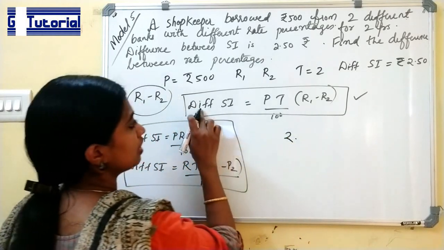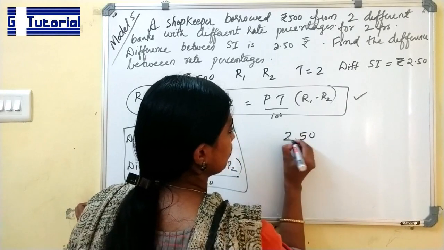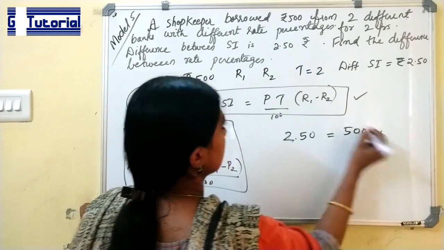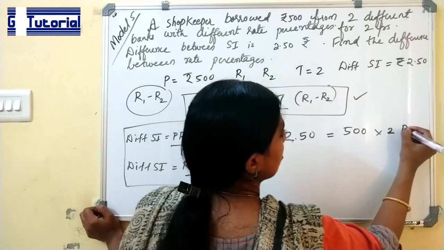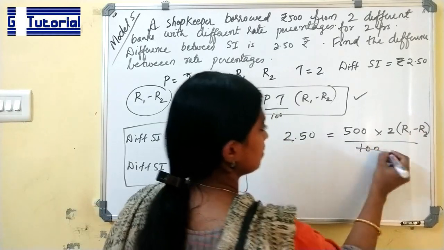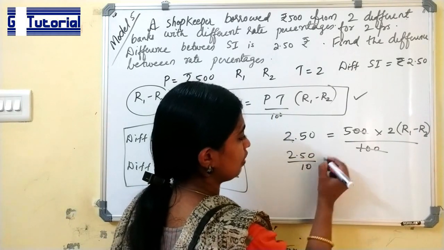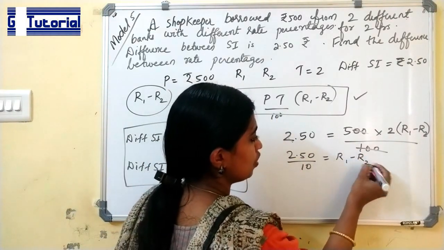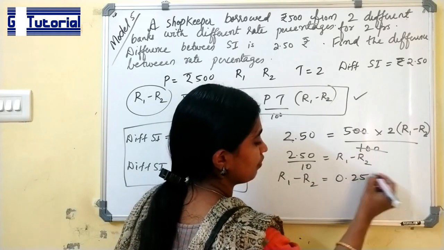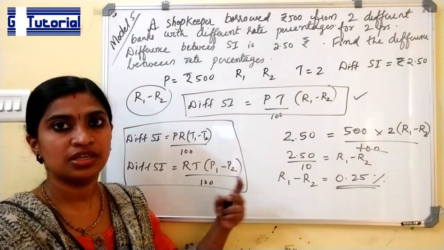So difference in SI is 2.50 rupees. 2.50 is equal to P is 500 into time is 2 years into R1 minus R2, which is what we are asked to find, divided by 100. So 2.50 by 10 is equal to R1 minus R2. So R1 minus R2 is equal to 0.25 percentage. This is the difference in rate percentage. Next question.